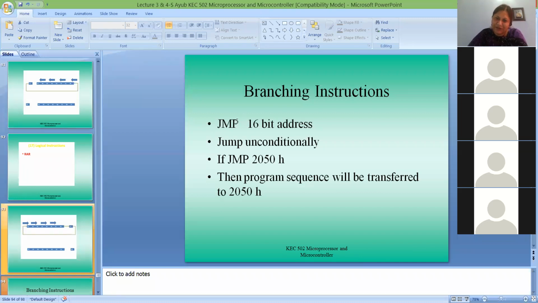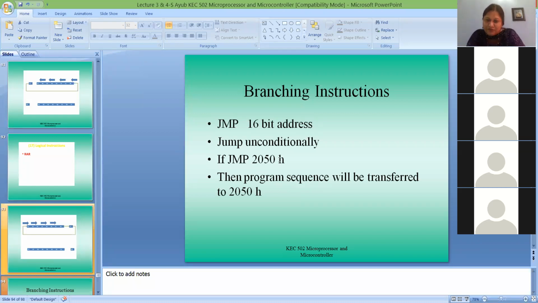If you write the JMP instruction alone along with a 16-bit address, then because it is JMP alone, it is an unconditional jump. You are not checking any condition. Wherever your program counter is right now, at whichever memory position, it will jump to the new memory pointer, that is 2050. So when you execute JMP 2050, your program will start from 2050.